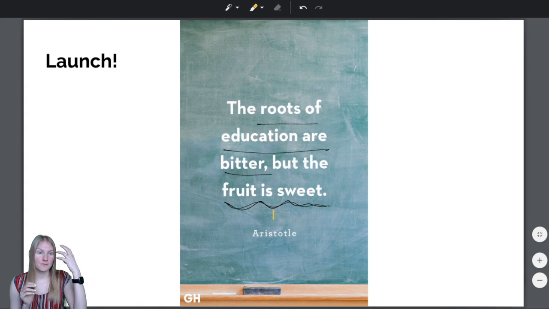And I feel like if you focus on that bitter part of education, you're never going to want to continue with it. Why learn? There's so much bitterness. My teacher thinks I'm stupid. I don't like them. Ooh, it would be so easy to give up if you focus on all the bitter pieces of education. But the fruit is sweet.